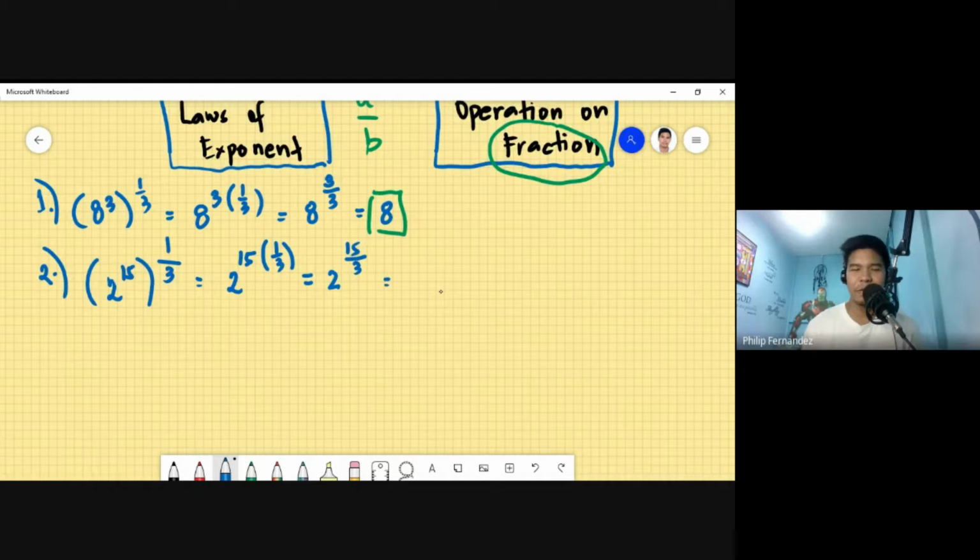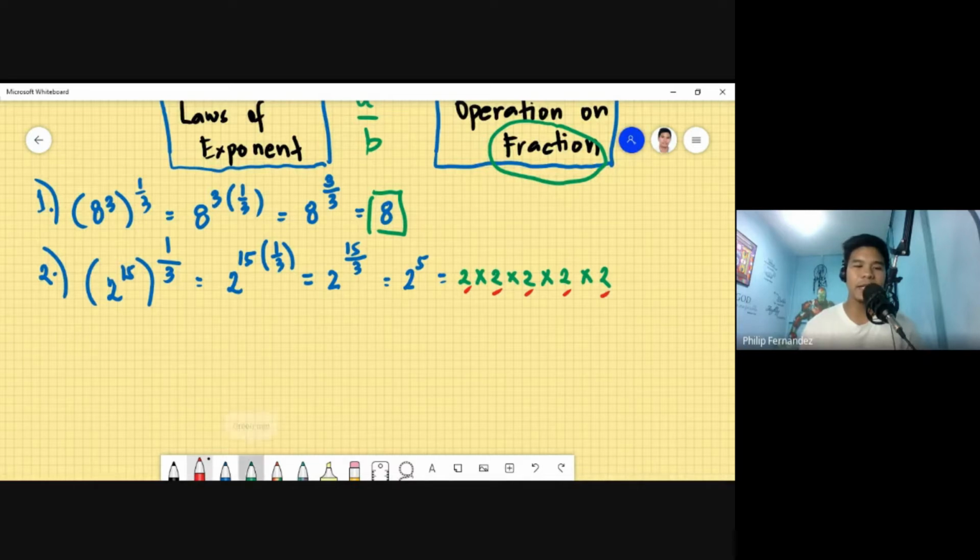So what is the simplest form of 15 over 3? So we divide 15 by 3, that is 5. So this is now 2 to the 5th power. So in this case, we're going to evaluate this one. When we say evaluate, we're going to have its whole number. Since the exponent of 2 is 5, this means that we're going to multiply 2 by itself 5 times. So that will become 2 times 2 times 2 times 2 times 2. So yun yung ibig sabihin ng 2 to the 5th. Yung base na 2, imumultiply natin ng 5 times. So 1, 2, 3, 4, 5.